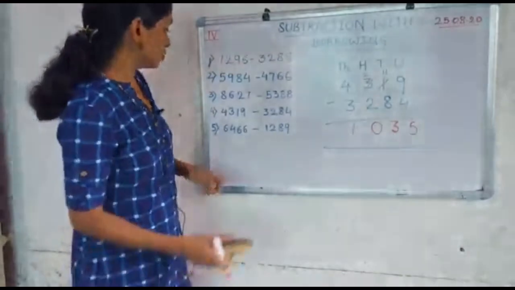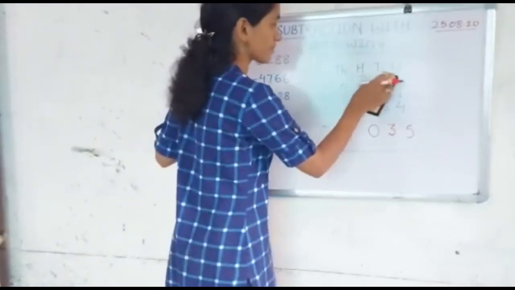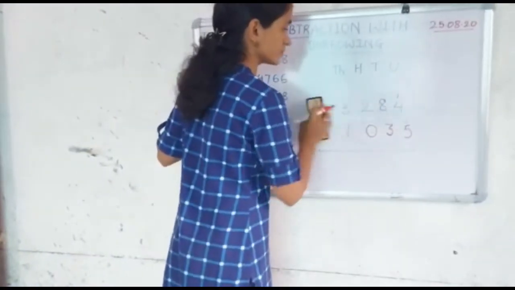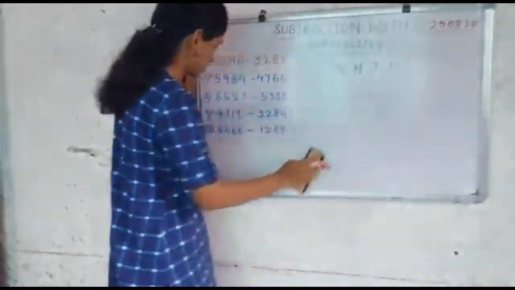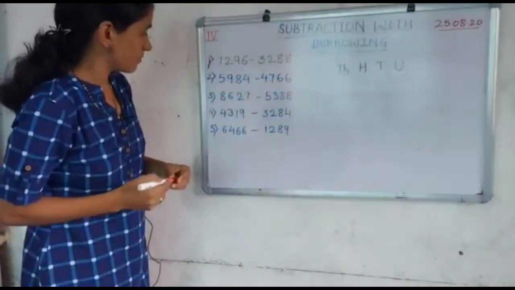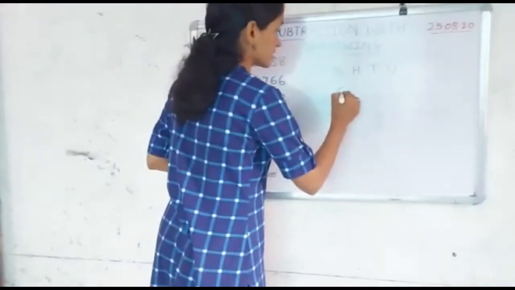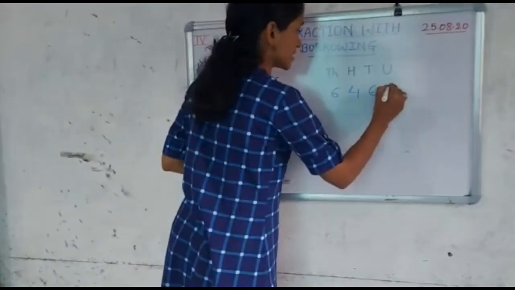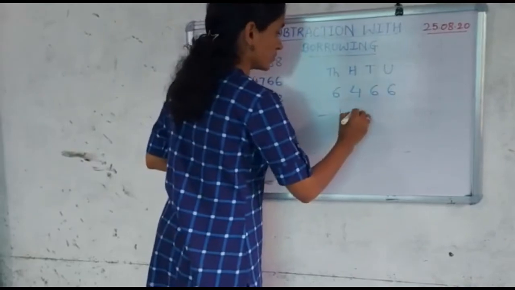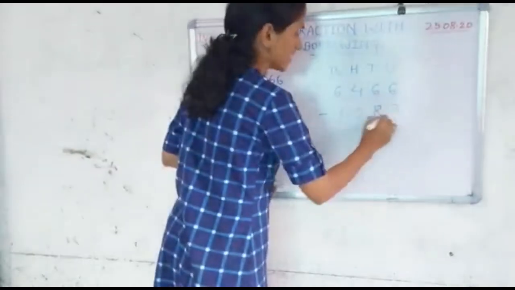Now we'll go to the last question, that is 6,466 minus 1,289. 6,466 minus 1,289.